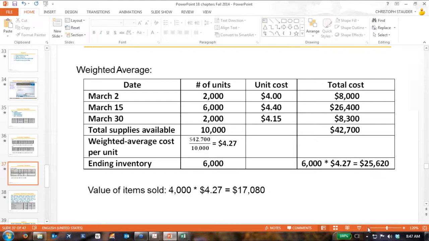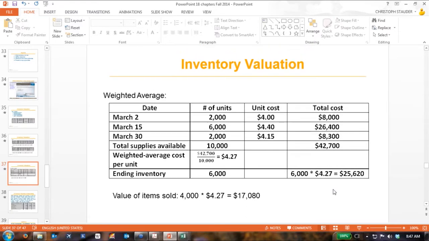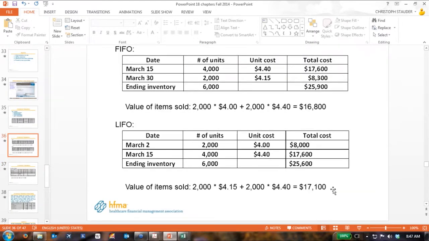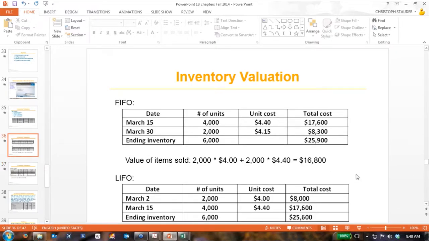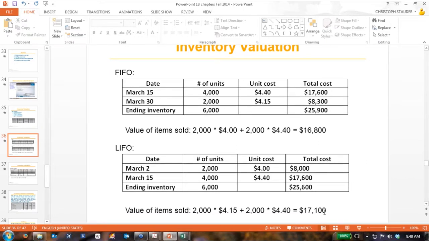Let's compare the amounts. So under the first case, the ending inventory is worth 25,009. The ending inventory under the other method, LIFO, is 25,600. And here it's 25,620. So what you're seeing is that these numbers really don't vary a great deal. And the same with the value of the items sold. Here 17,080. Here it's 16,800. And here it's 17,100.